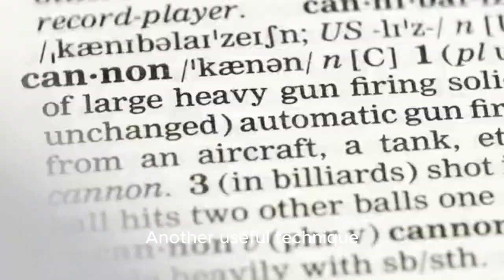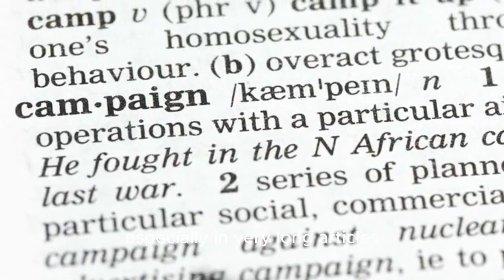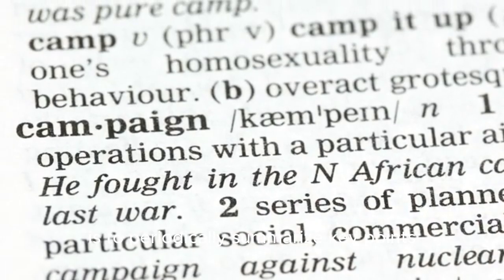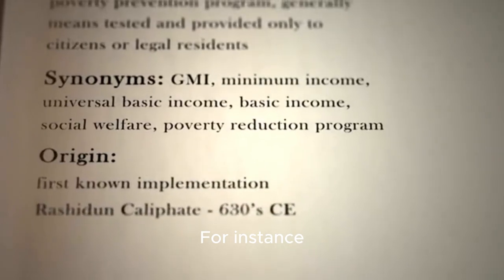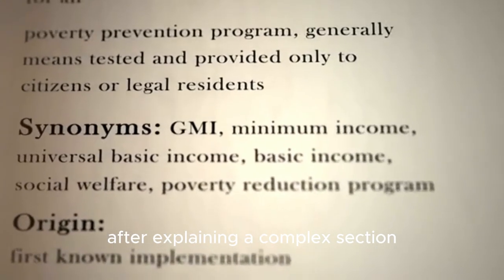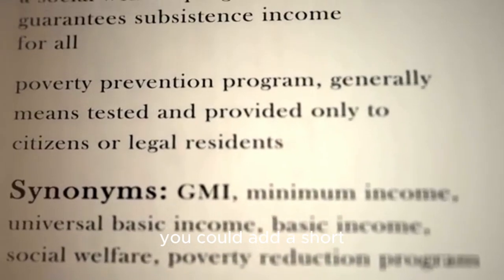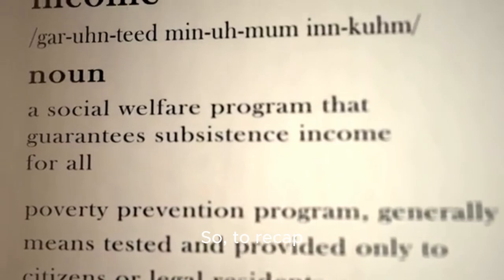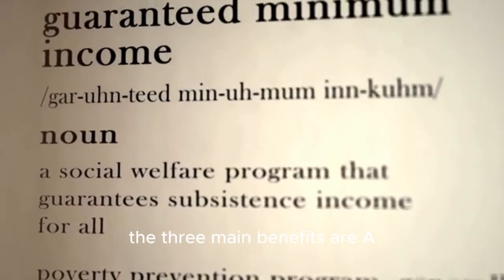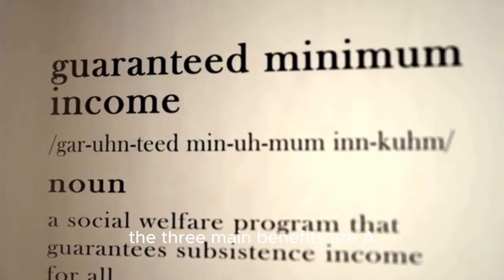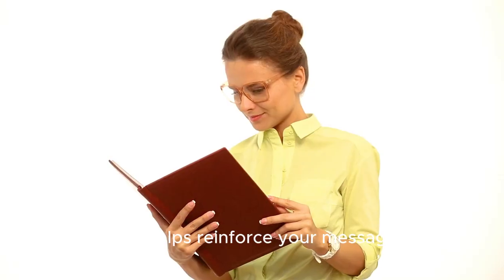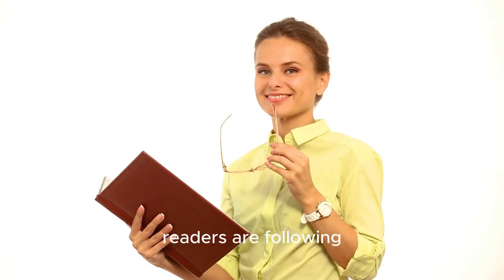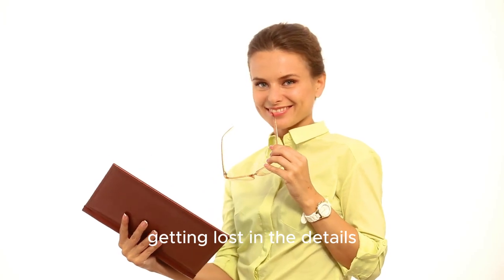Another useful technique, especially in very long articles, is to periodically summarize key points. For instance, after explaining a complex section, you could add a short summary sentence like, so, to recap, the three main benefits are A, B, and C. This helps reinforce your message and ensures that your readers are following along and not getting lost in the details.